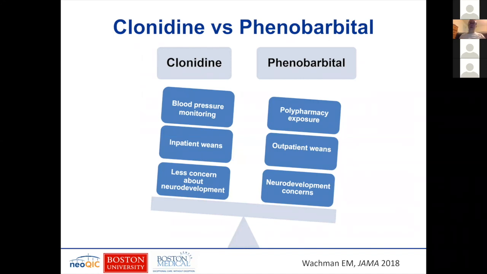With phenobarbital, we have found it's particularly helpful with babies that have polypharmacy exposure. We found that this is often the only thing that really helps those kids. One advantage is that it can be weaned as an outpatient, but there are concerns, as mentioned, about the neurodevelopmental outcomes of phenobarbital. Those have to be weighed versus getting the baby out of the hospital sooner.